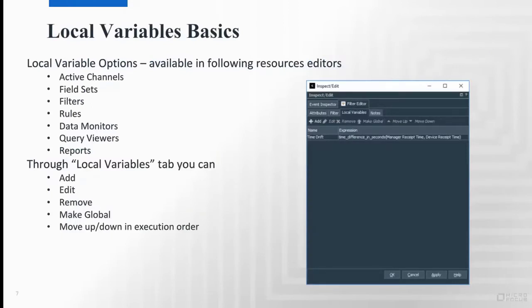So again, here's a list of resource types where you can take advantage of local variables. It's the same list as before. What we'll do next is dig a little bit deeper into the dialogue within the variables, where you can do things such as add, remove, change the execution order, or even promote a local variable to become a global variable.